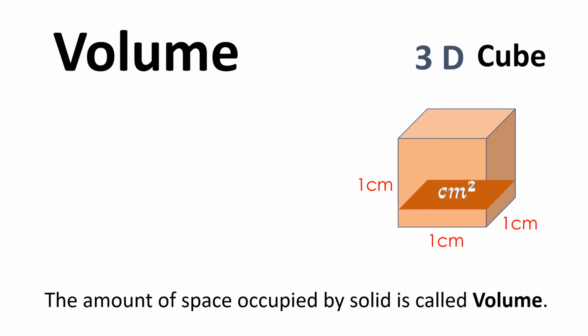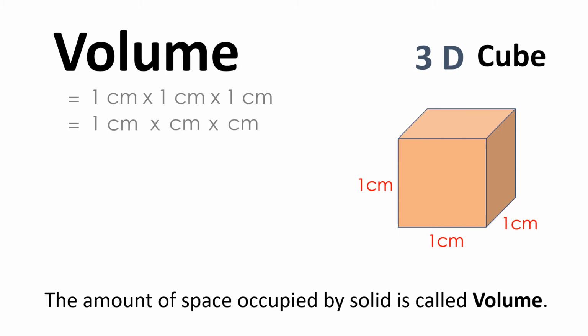Since it was made by extending 1 square centimeter to a distance of 1 centimeter in the third dimension, volume is equal to 1 centimeter multiplied by 1 centimeter multiplied by 1 centimeter. 1 multiplied by 1 multiplied by 1 is equal to 1. But what about centimeter multiplied by centimeter multiplied by centimeter? Yes, it gives us cubic centimeter, which we can write as cm with a 3 in the exponent. And we can say that the volume of this cube is 1 cubic centimeter. So cubic centimeter is the common unit to measure volume.